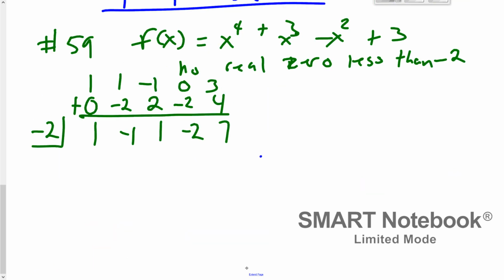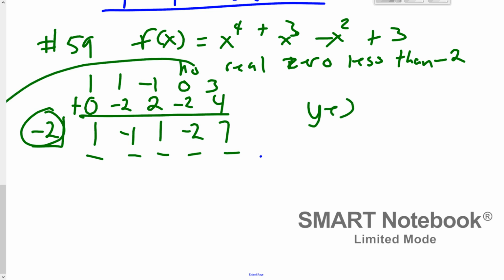So it alternates. This number has to be negative, right? And then these have to alternate positive, negative, positive, negative, positive. So yes, right here is our proof that we will have no real 0 less than negative 2.